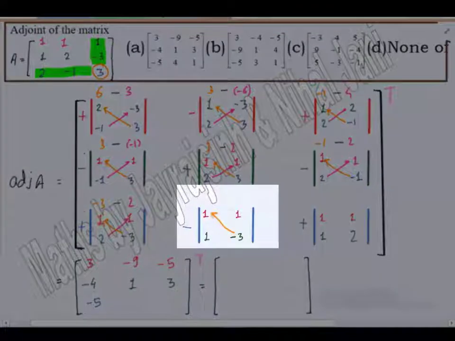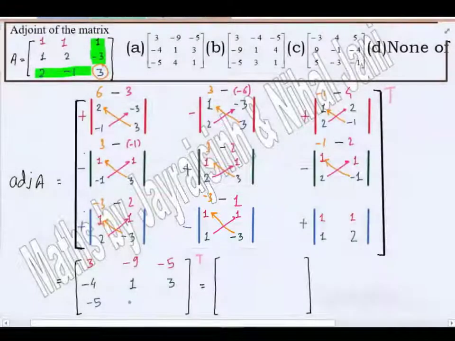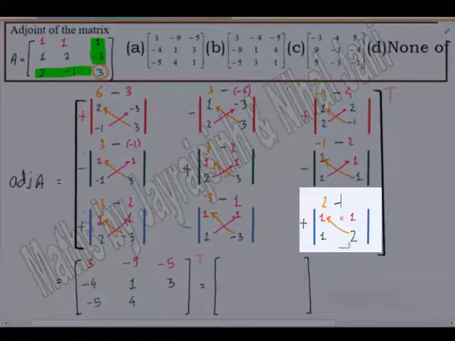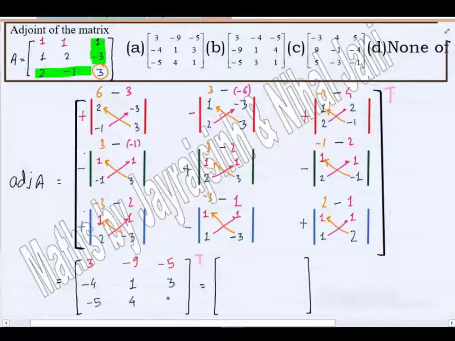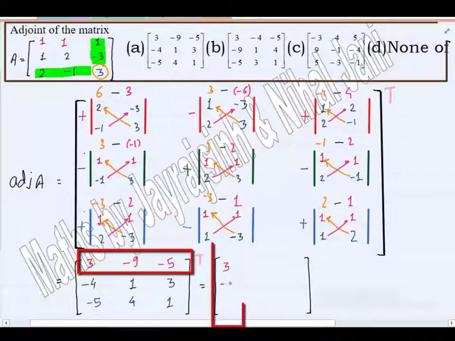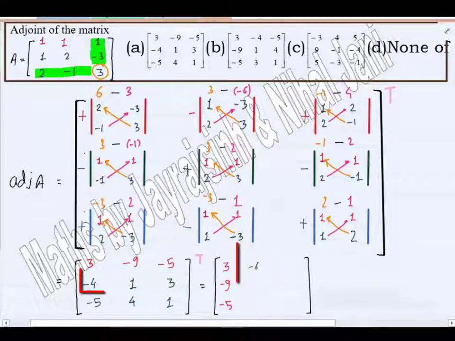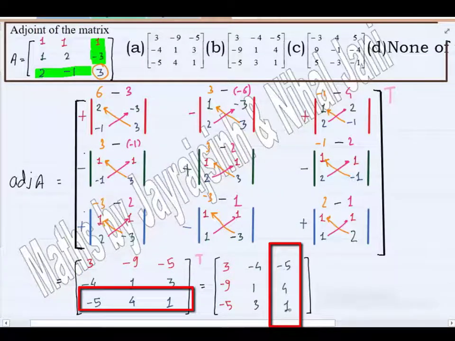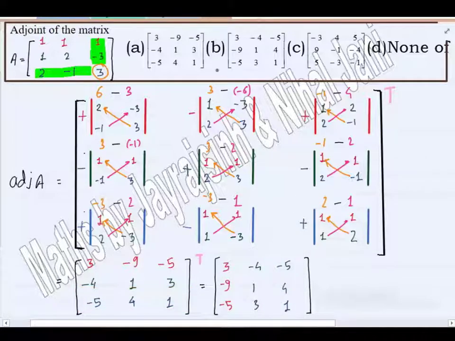Next one, minus 3 minus 1, which will give us minus 4, but with the negative sign we will get plus 4. Last element, 2 minus 1 will give us plus 1. And don't forget to transpose. So your first row becomes your first column. 3, minus 9, minus 5 will be your first column, minus 4, 1, 3 will be your second column, and minus 5, 4, 1 will be your third column. Option B is your final answer. Ta-da!